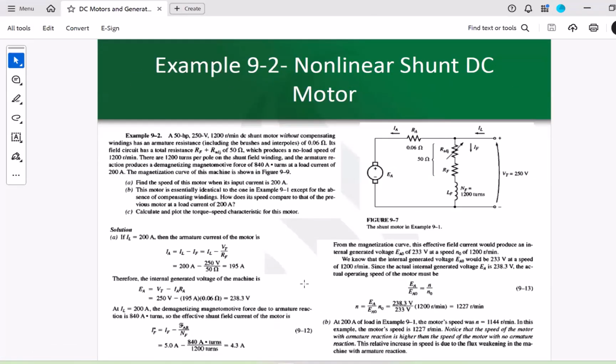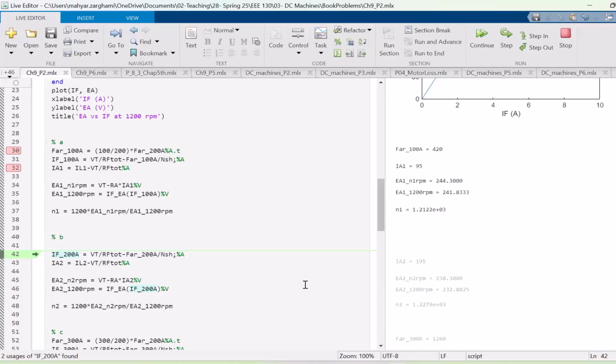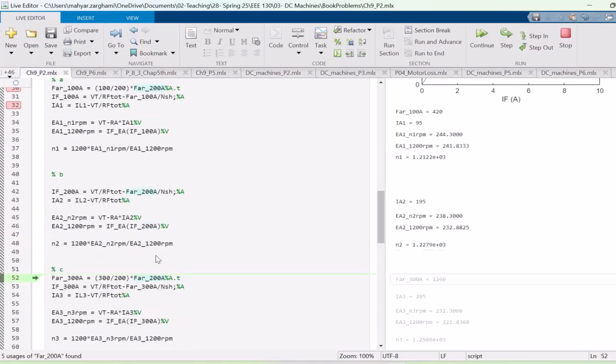Nothing strange. We just repeat that for the case where we have 200, except that coefficient is not used because we have the whole 200 amps. So the whole armature reaction comes into the picture. Same process. For the third case where the load is 300, we have to consider again this coefficient, 300 over 200, because the armature reaction was linearly changing. So this is the third case.